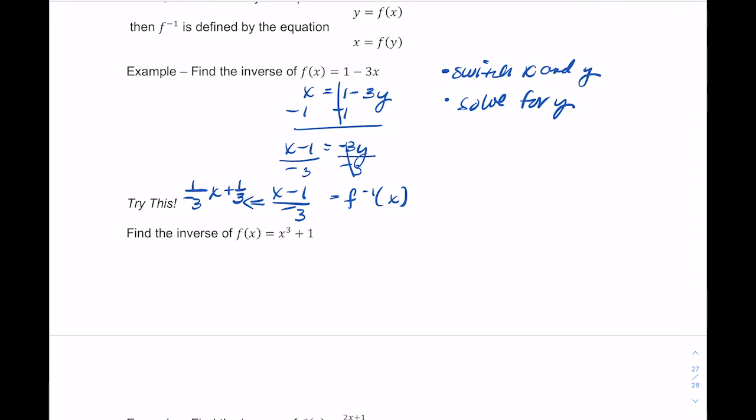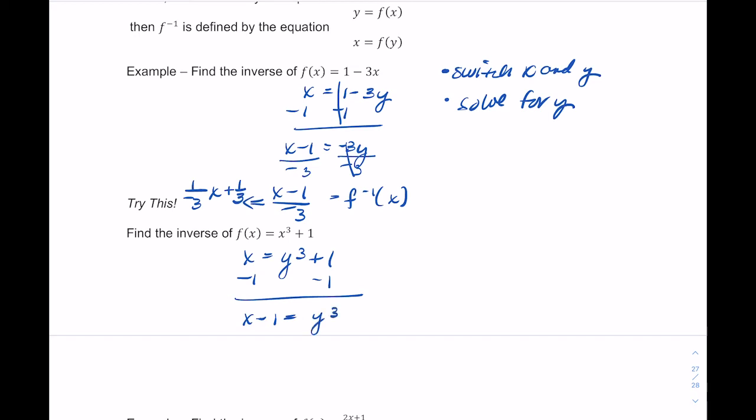You can also, if we look at this one, f of x is the same thing as y. So I'm going to replace f of x with x and make the x the y. So it's x equals y cubed plus 1. And then we're going to solve for y. So I'm going to subtract 1.